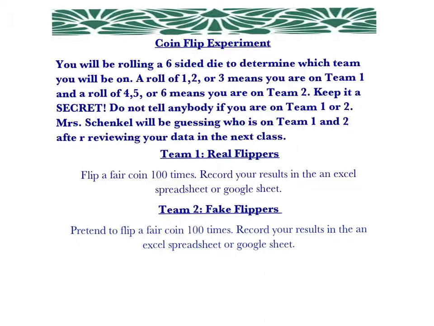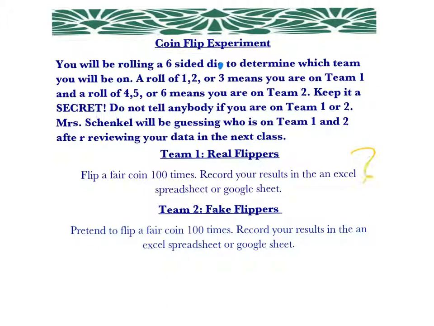And now comes the fun part. If you are not in class, this is going to be your assignment. This is what everyone else is doing. You rolled a 6-sided die in class to determine which team you're going to be on. If you rolled a 1, 2, or 3, that means you're on team 1. And if you roll a 4, 5, or 6, that means you're on team 2. And you need to keep it a secret. Don't tell anyone what team you are on. Mrs. Schenkel is going to be guessing who's on team 1 and team 2 after reviewing your data in the next class.